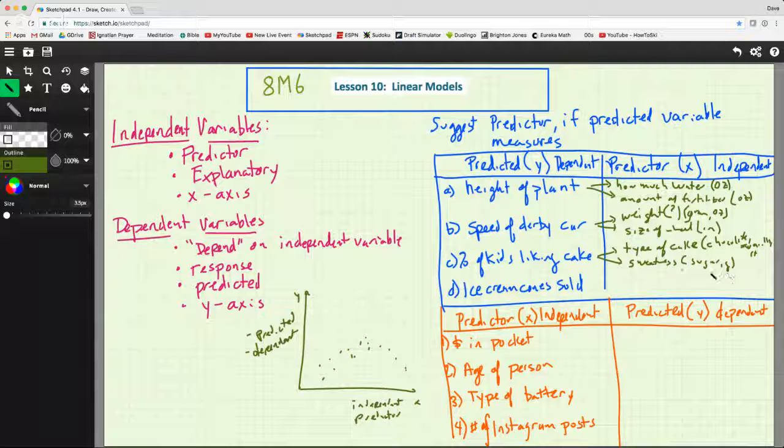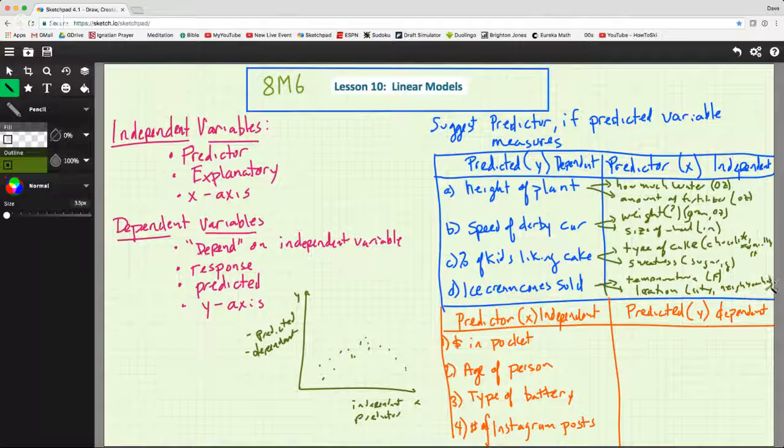So to measure it, you could make some different cakes with different amounts of sweetness in them, different cups of sugar, and then see if they like the ones without any sugar, the ones with too much sugar, and maybe there's a happy medium. All right, ice creams sold. This could be measured in, say, Fahrenheit. Ice cream, so you could also say location, maybe. I could sell it in the city, or in the neighborhood.